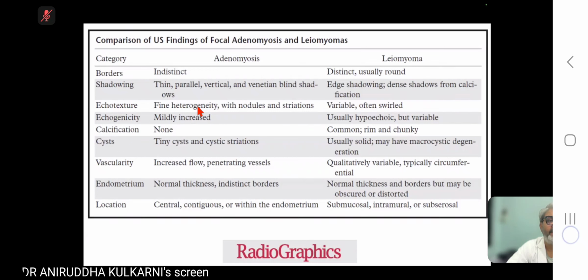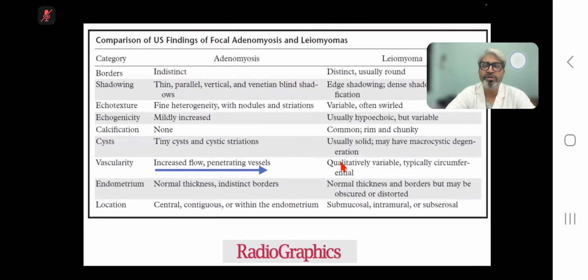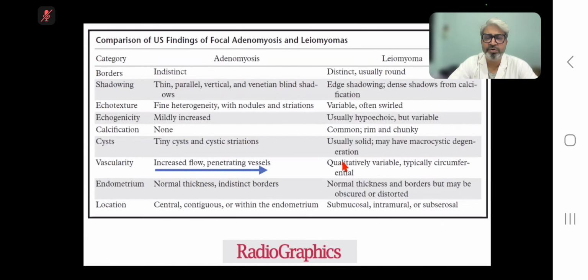We must remember that the echogenicity can be mildly increased in case of adenomyosis. Calcifications are usually not a feature of adenomyosis, but can be a feature of leiomyoma. Tiny cysts and cystic striations are a feature of adenomyosis. The increased vascularity and penetrating vessels are a hallmark feature of adenomyosis. But cases of long-standing leiomyoma with degenerative features, or fibroid with pregnancy, on many instances can show penetrating vessels.